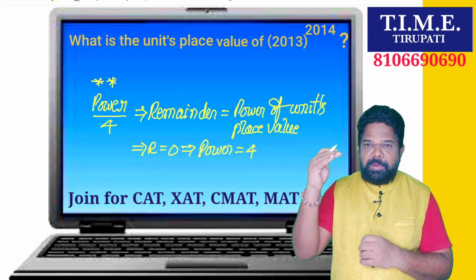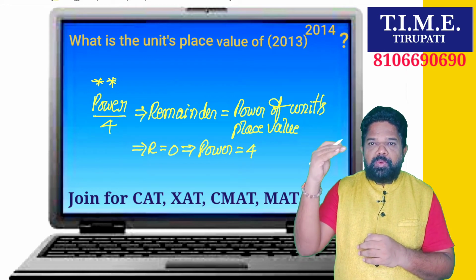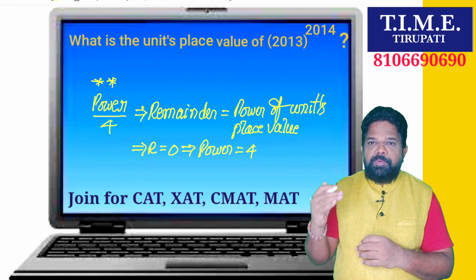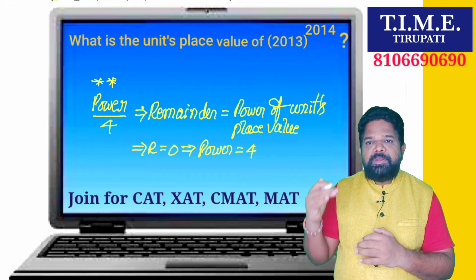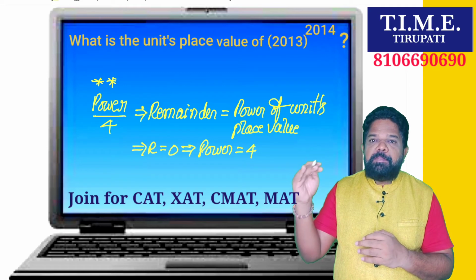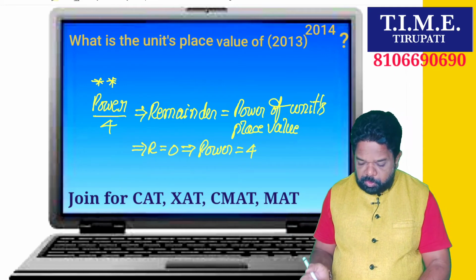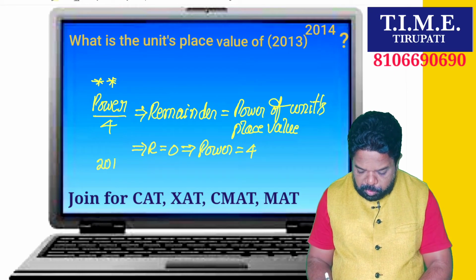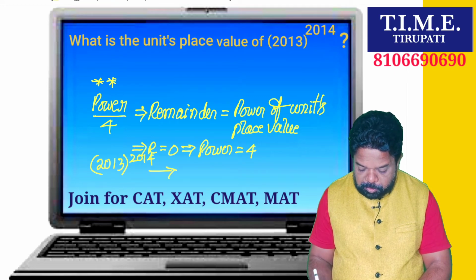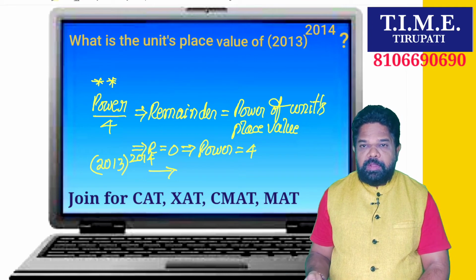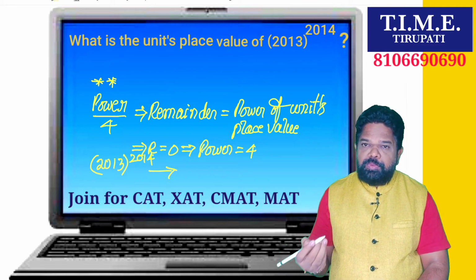Suppose in 2013 whole power 2014, what is the power? 2014 is the power. So you have to observe only the power directly. That power is divided by 4, you get some remainder, and that remainder is the power of the units place value. Let's apply that logic to our question, 2013 whole power 2014. What is the units place value of that? You have to observe the power only. What is the power here? 2014. That 2014 divided by 4, how much remainder do you get?